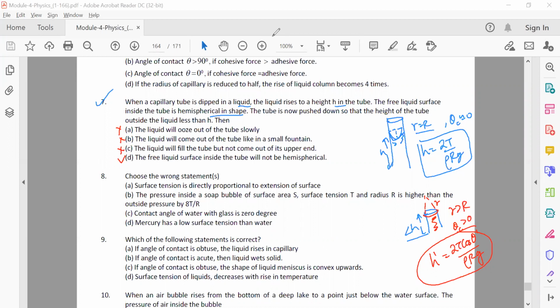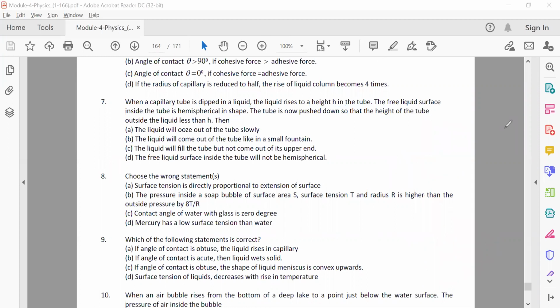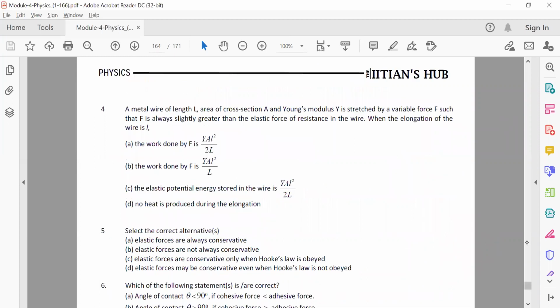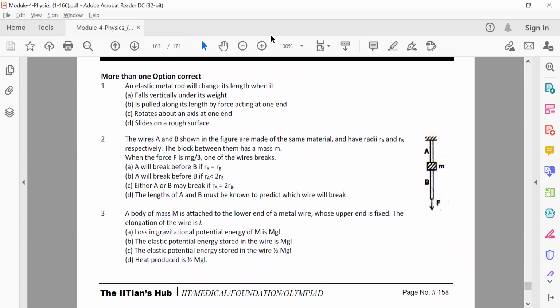Oh, Amol, you have a doubt in exercise 2, question 1. Okay, let's come to that. Part A. So part A says that, when it falls under its weight, what is happening? This whole thing has acceleration g. So the tension is zero everywhere. So there's no stress.